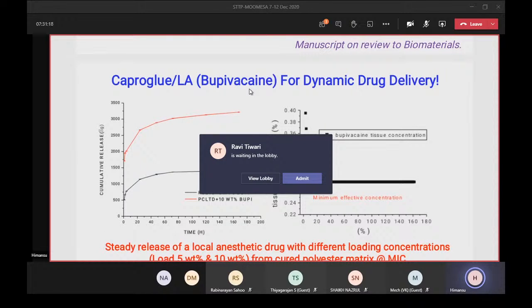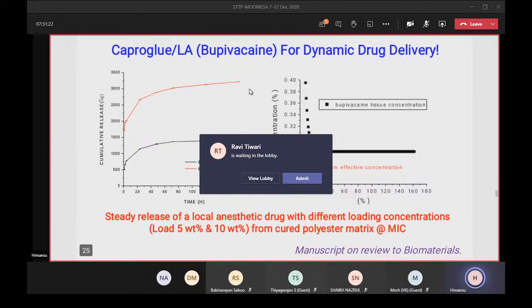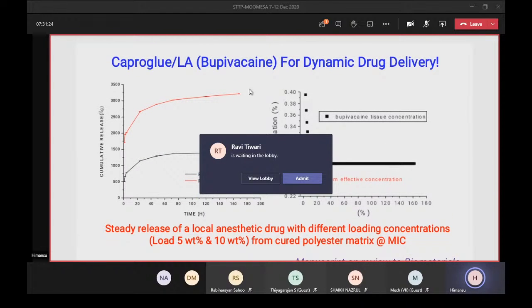This is a very important drug. We started this work, and actually lots of budget has been consumed with this work. So in the animal models, giving bupivacaine, a local anesthetic, is very challenging. If a surgical procedure is going on for 6 to 7 hours, or 8 hours, or 10 hours, you really need to administer the local anesthetic to the patient.